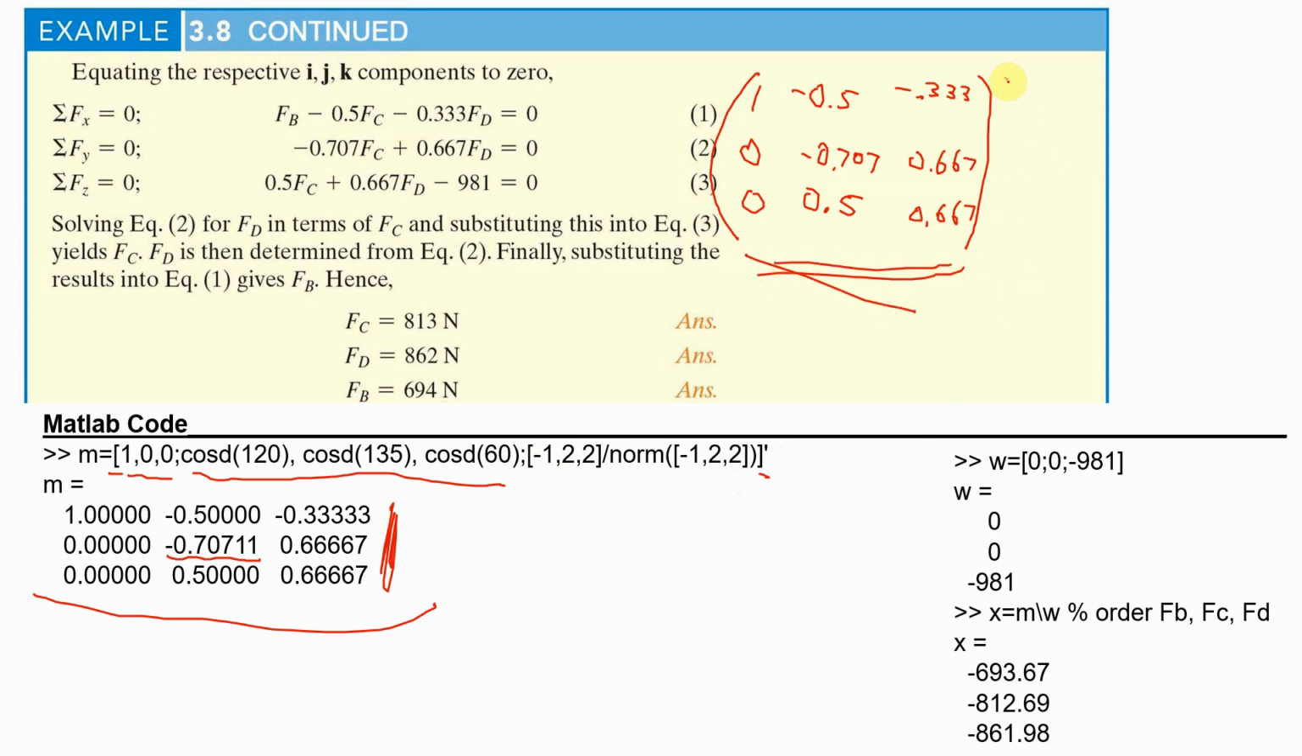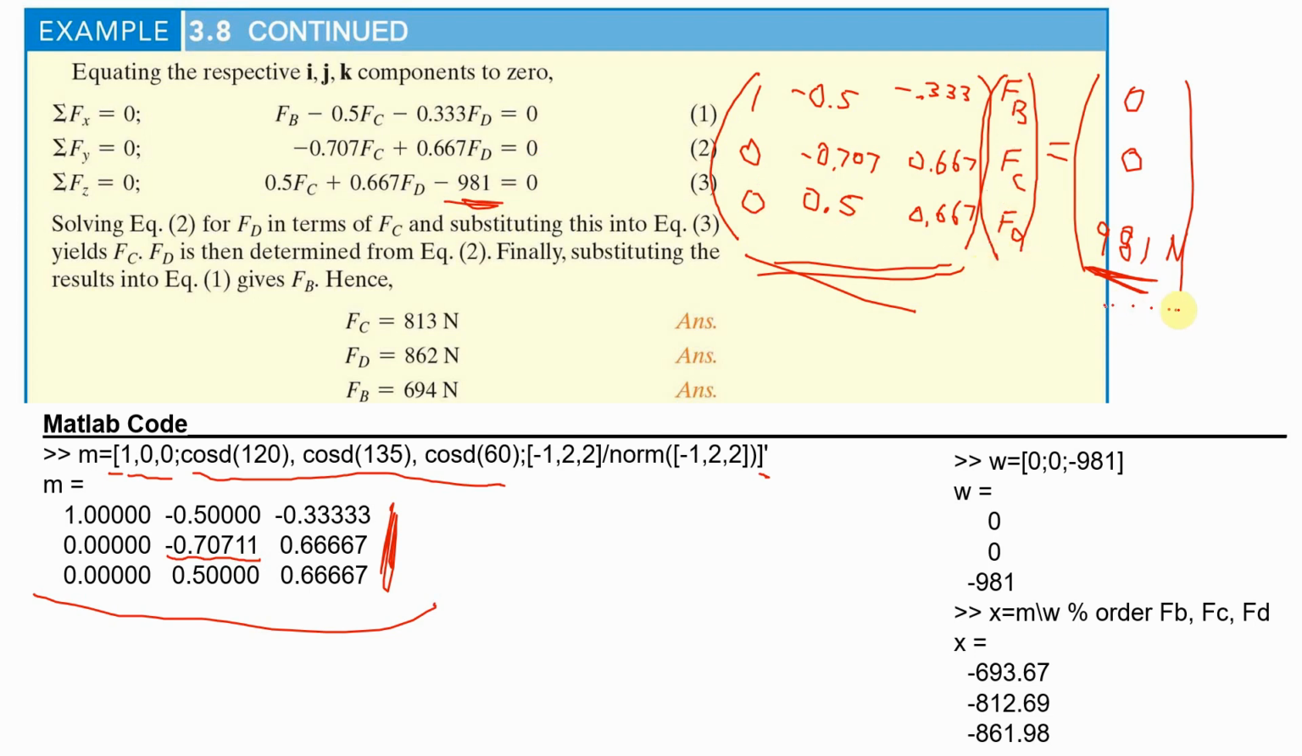And then the variables FB, FC, FD. This is expressing it like a matrix equation, a linear algebra equation, equals. FD is the only one, 981 newtons. And then 0, 0. Only the z component has a non-zero constant force. And of course, these are what we're trying to find right here.